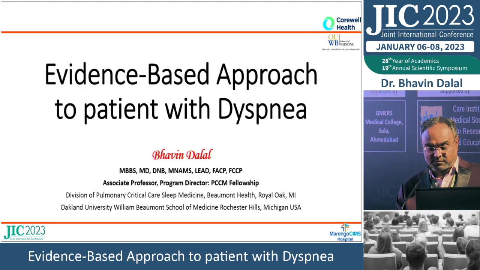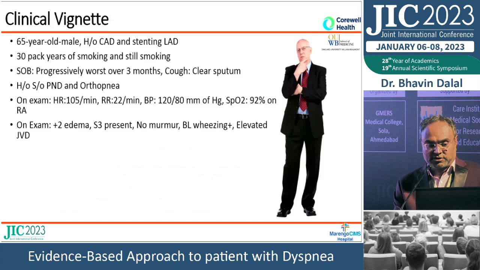Now back to the basics. I think all of you are probably doing this on a daily basis. I don't have any disclosures, but I do have several cases. So this is a 65-year-old man, history of CAD and stenting of the LAD, 30-pack-year smoking history and still smoking. Shortness of breath has progressively worsened over the last 3 months. He has clear sputum. History is suggestive of PND and orthopnea.